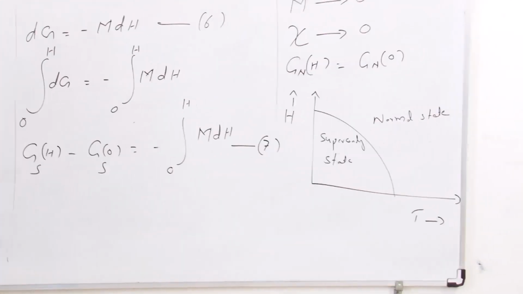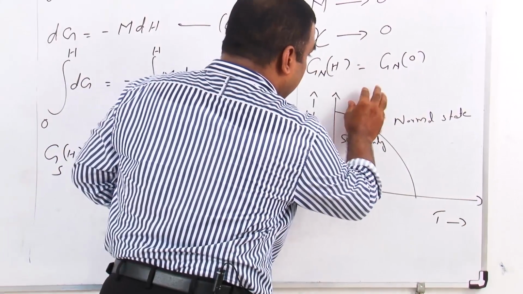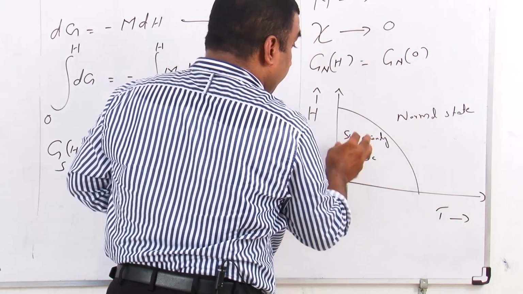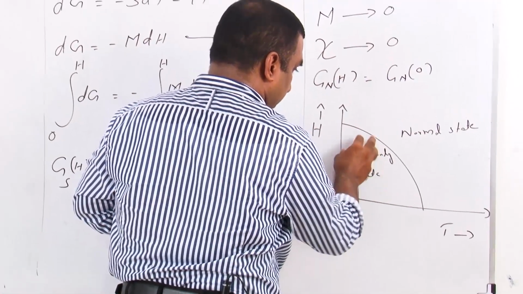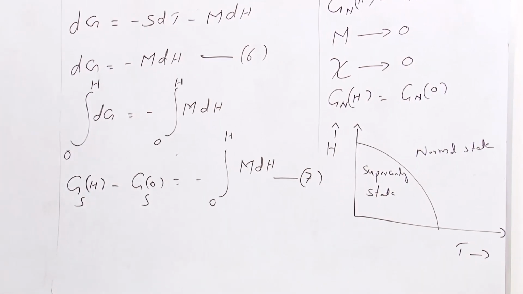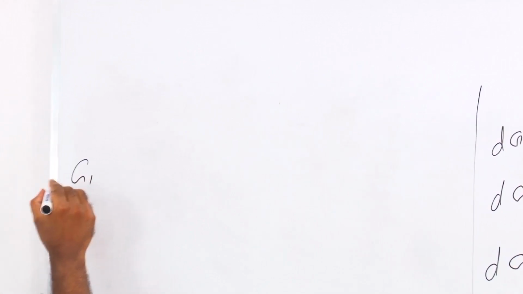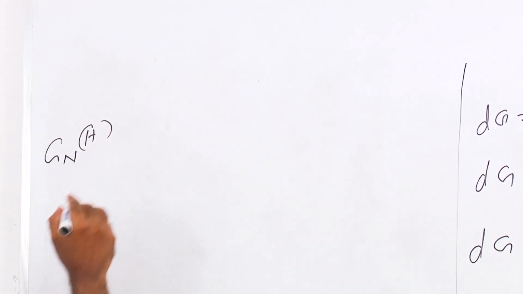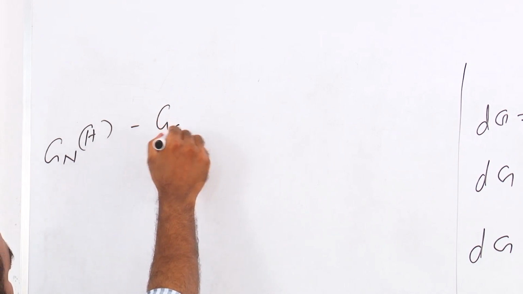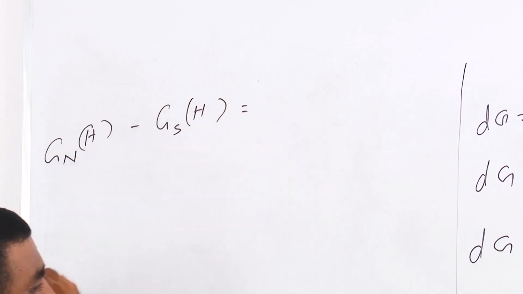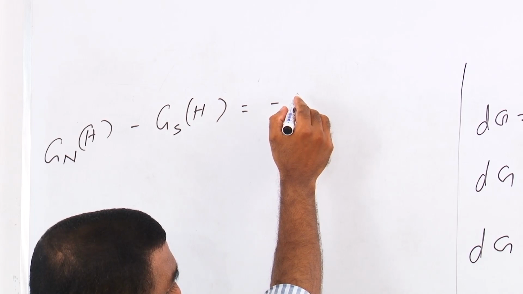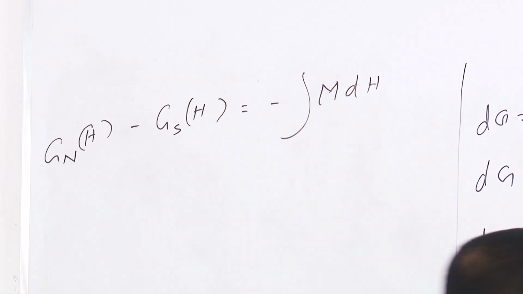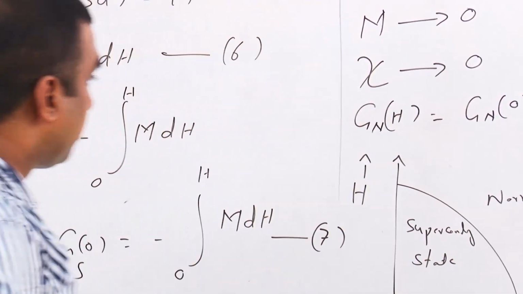Therefore, the value of Gibbs free energy in the normal state is in equilibrium with the value of Gibbs free energy in the superconducting state. That is, Gn(H) minus Gs(H) is equal to minus integral M dH. I write this relation because the two states are in equilibrium for critical field and critical temperature.